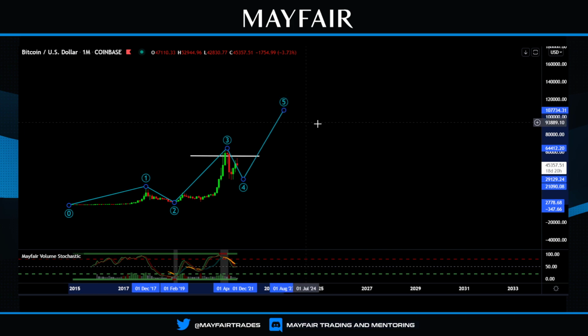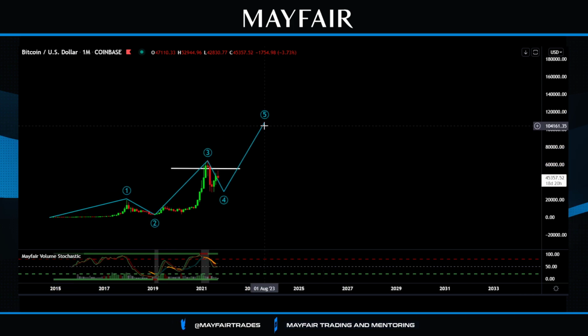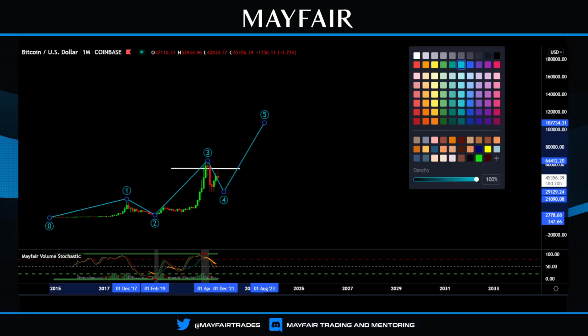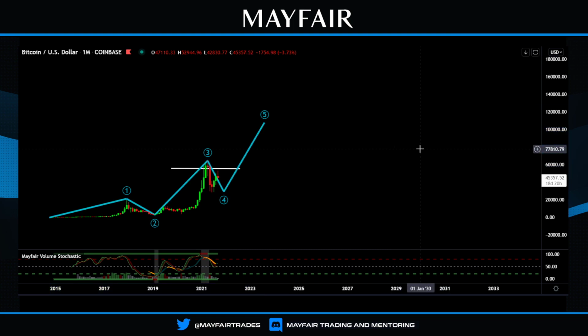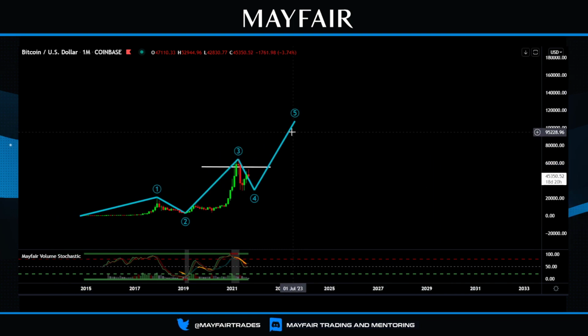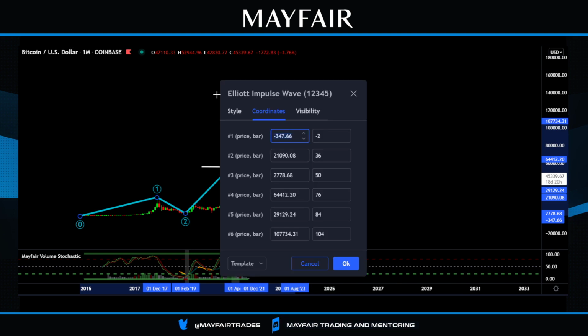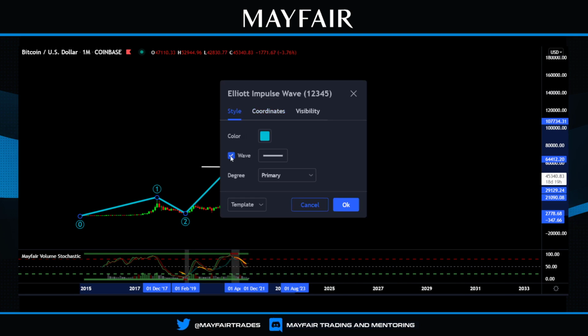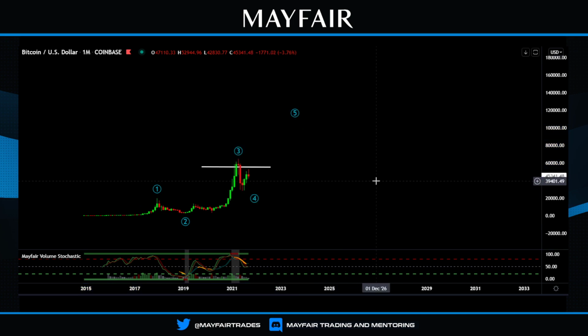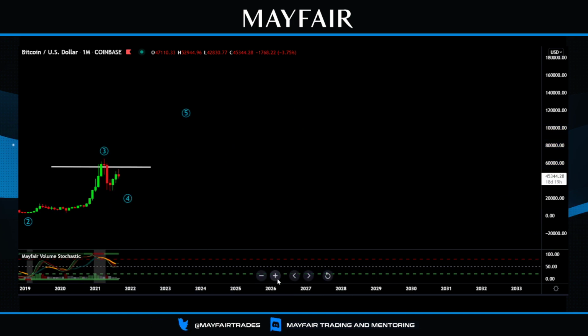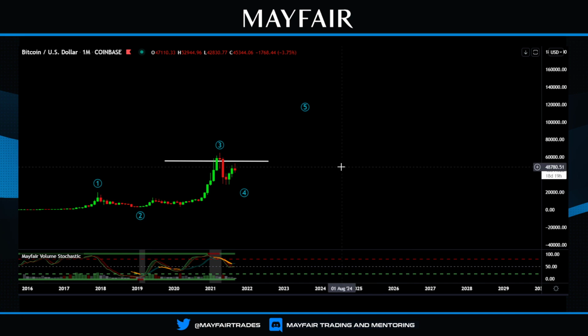We then have the extension up for the 5, yeah? Now I'm going to make this a bit thicker. So clear as day, that is our current monthly situation, and that is option 1. I'm not saying that's exactly where we are. I'm saying we've got to keep this in the back of our mind when we're trying to work out what we're seeing on the monthly time frame.